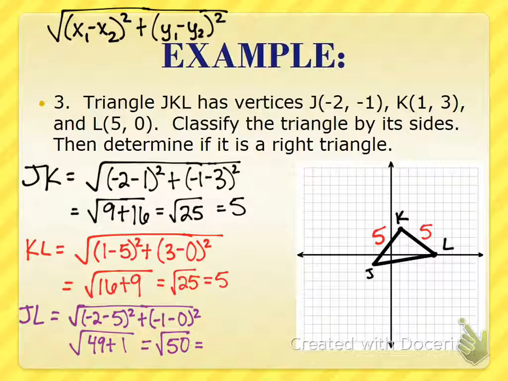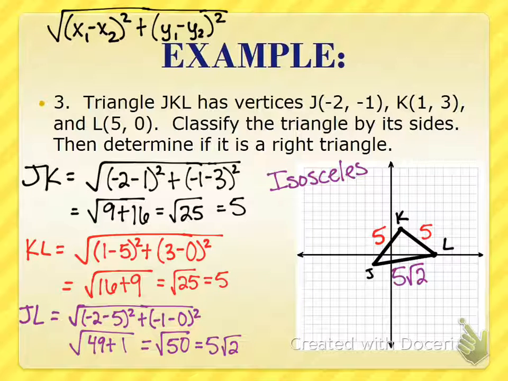Okay, that will simplify. Does anybody know what to, Majay? 5 root 2. Okay, 5 root 2. So if we're classifying it by sides, it is definitely isosceles. We got two sides that are the same, but not all three sides are the same.